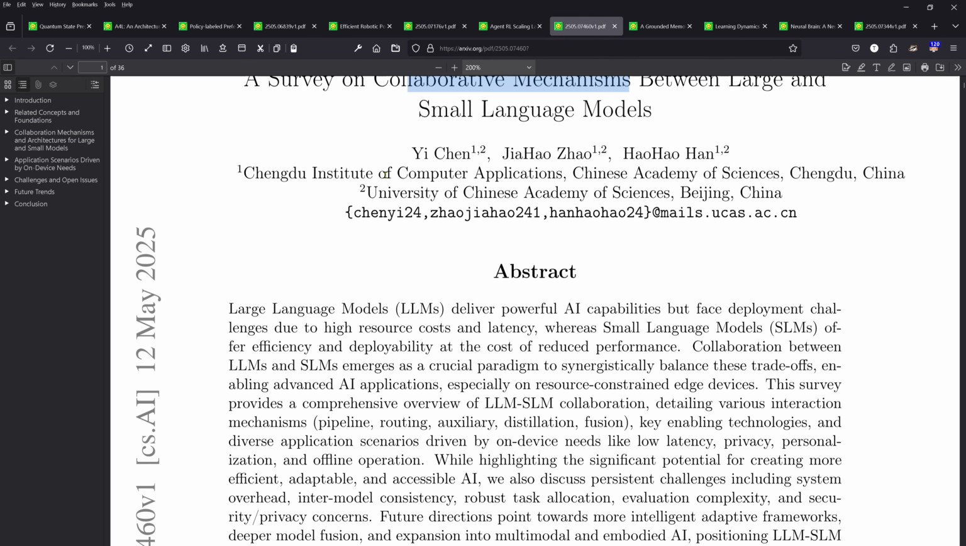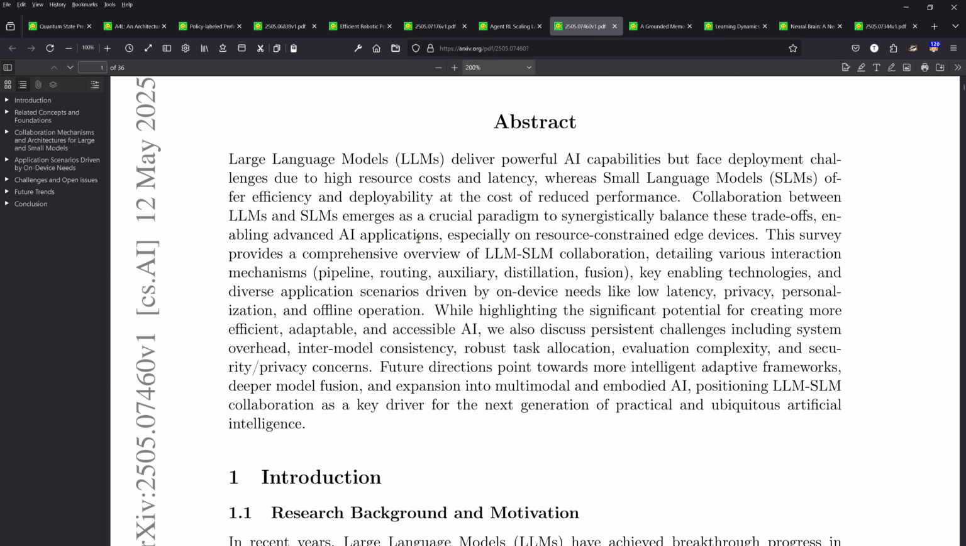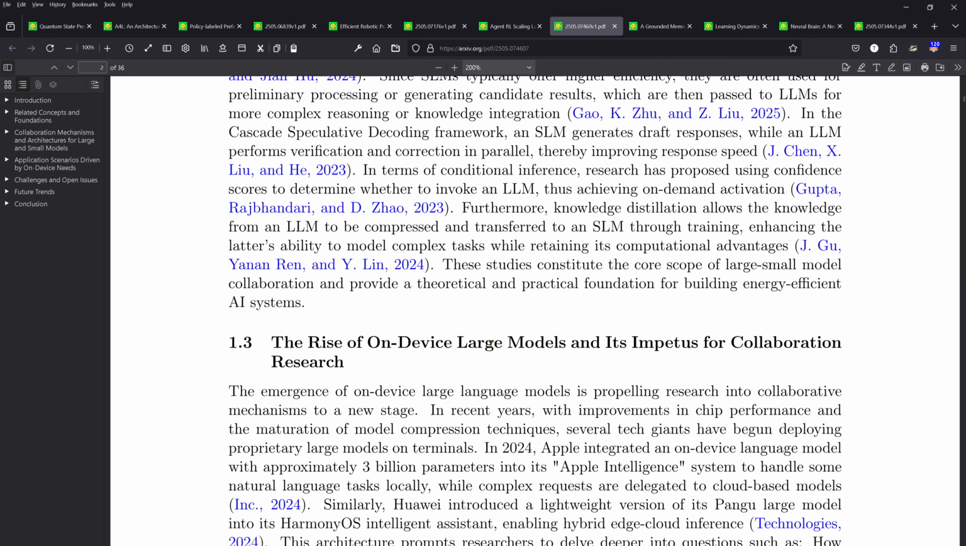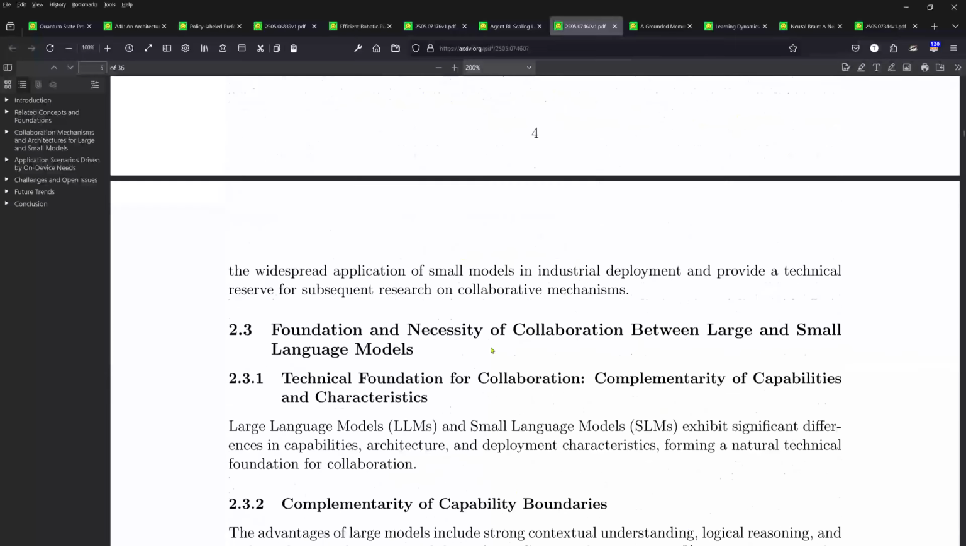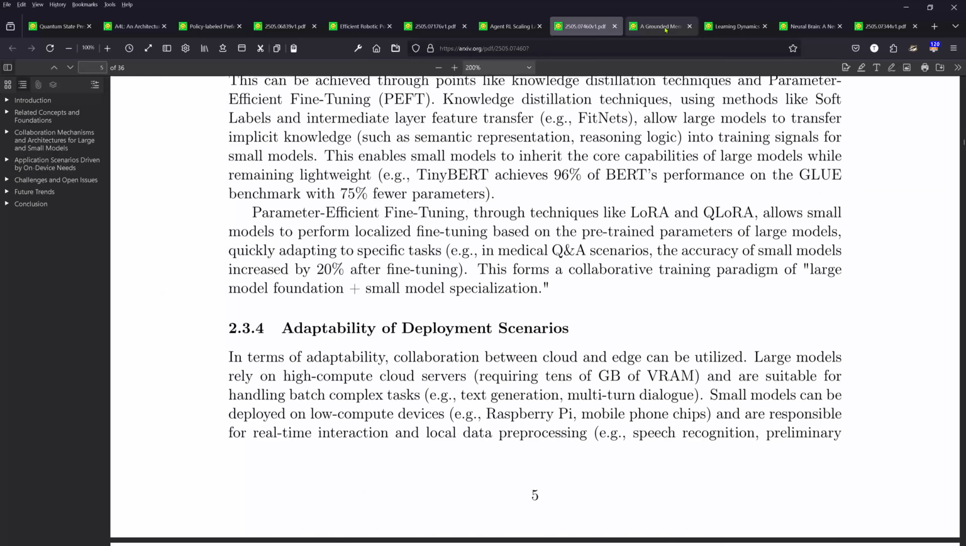Those are the colleagues from the Chinese Academy of Sciences in Chengdu and the University of Chinese Academy of Sciences in Beijing. And they examine exactly this interoperability, talking here about interaction mechanisms like pipelining, routing, auxiliary, distillation, fusion, about the key enabling technology and diverse application scenarios driven by on-device needs, low latency, high privacy, high personalization, and an offline operation mode. Real nice if you want to learn more how they work together, what we have today implemented on protocols. Real nice study.